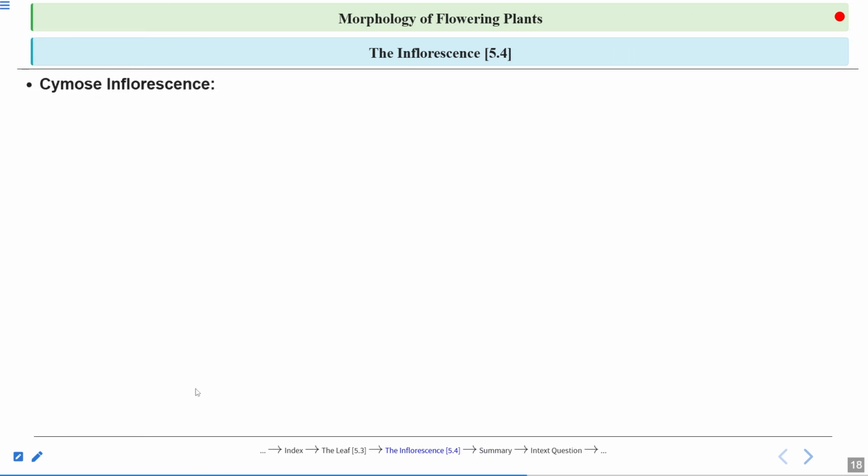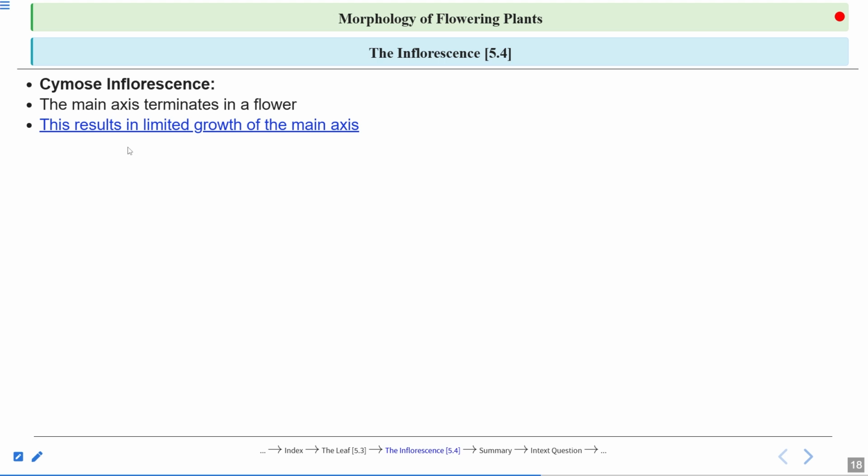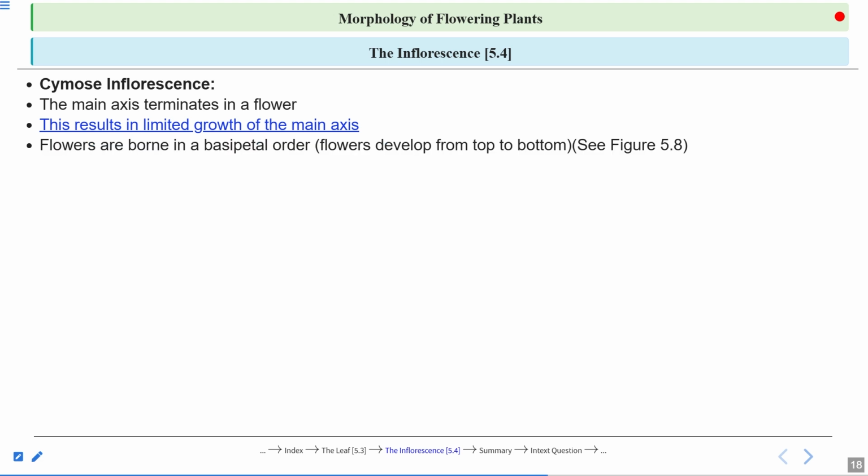Let's talk about the cymose inflorescence here. The main axis terminates in a flower. So there is a determinate growth here. This results in limited growth of the main axis because the main axis will terminate into a flower. Here the flowers are born in basipetal order. Basipetal order is the opposite of acropetal order, meaning the flower develops from top to bottom. So it will be the reverse of the acropetal succession. At the apex there will be older flowers, and at the bottom there will be younger flowers.